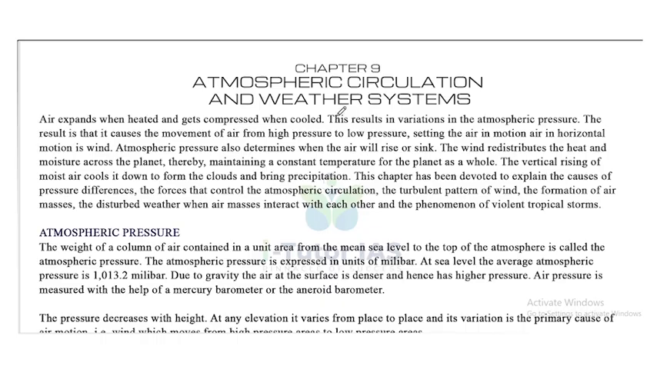Air expands when heated and gets compressed when cooled. This results in the variation in the atmospheric pressure. So the expansion and the compression of air result in the variation in atmospheric pressure. The result is that it causes the movement of air from high pressure to low pressure. So normally the air moves from high pressure to low pressure area.